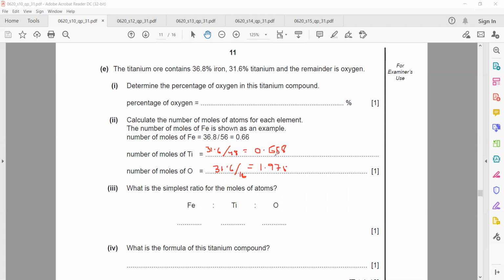Now, how do we take the simplest ratio? Iron was 0.658, titanium is also 0.658, and oxygen is 1.975. To take the simplest ratio, we divide by the smallest value, so we divide each number by 0.658.